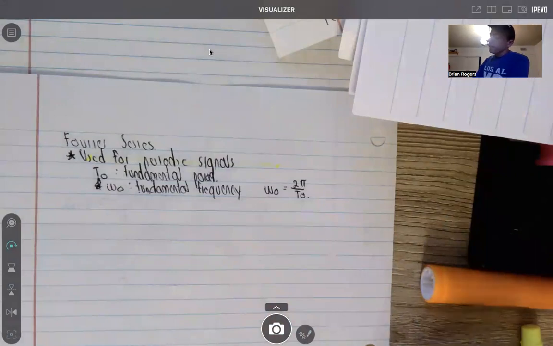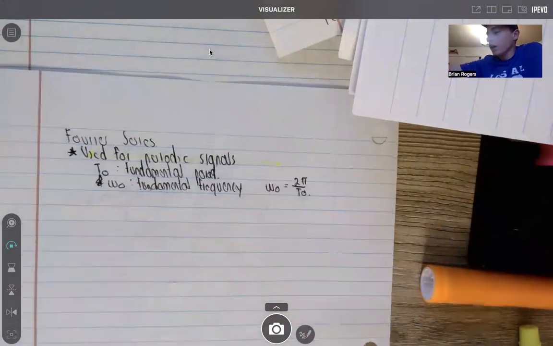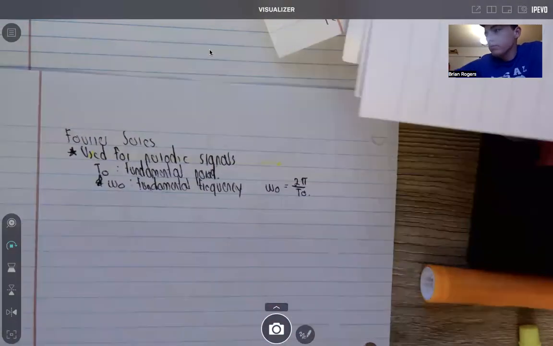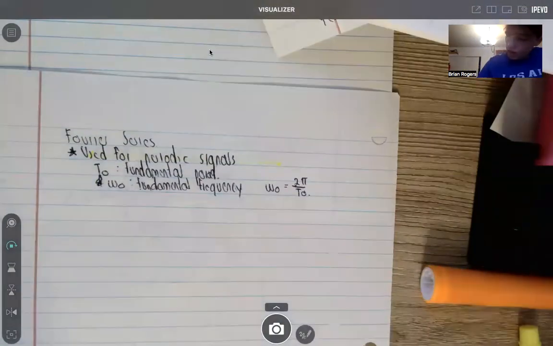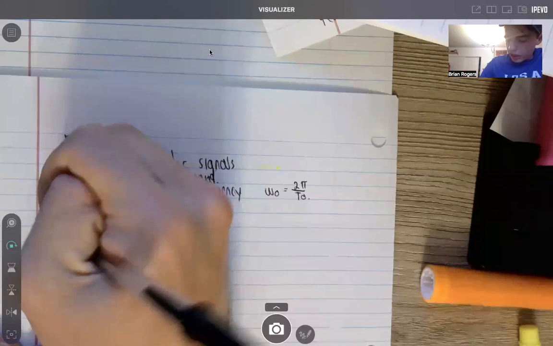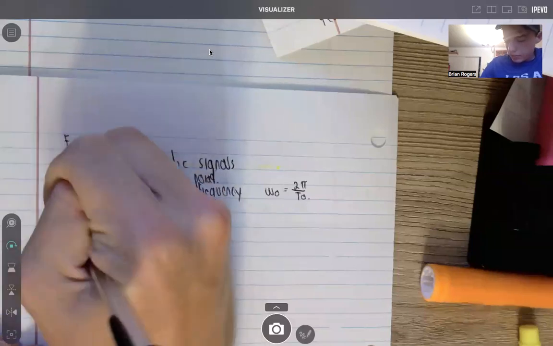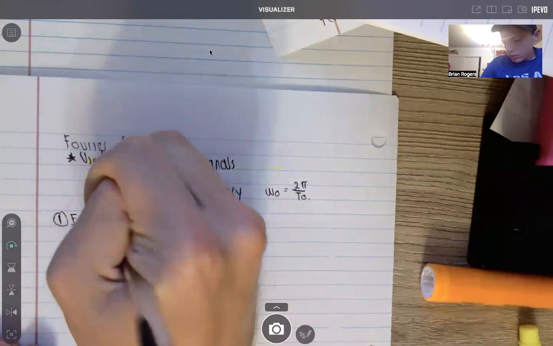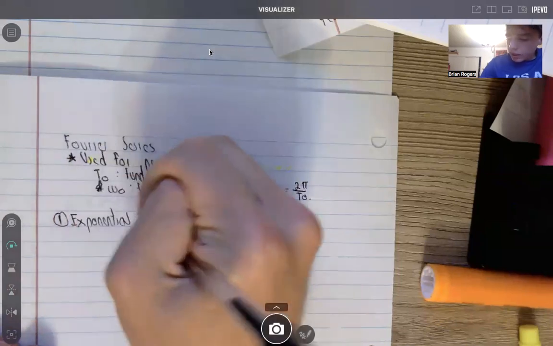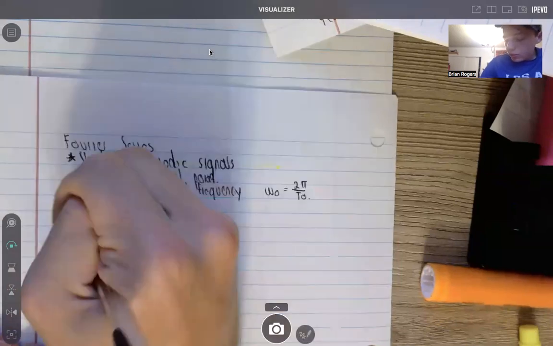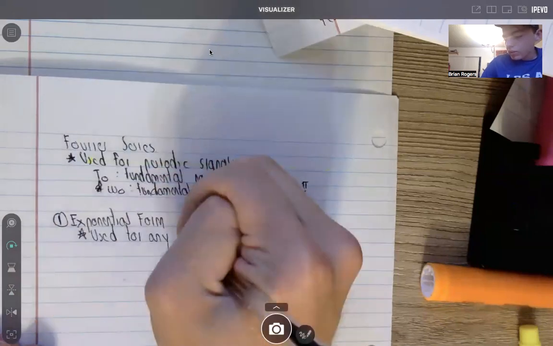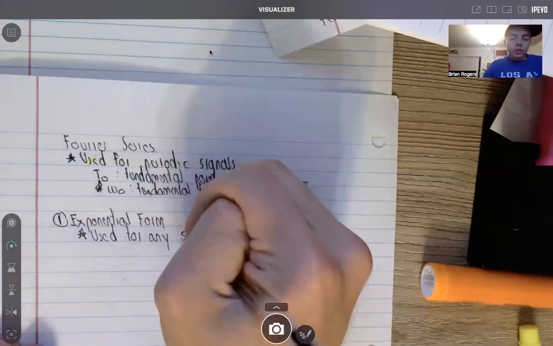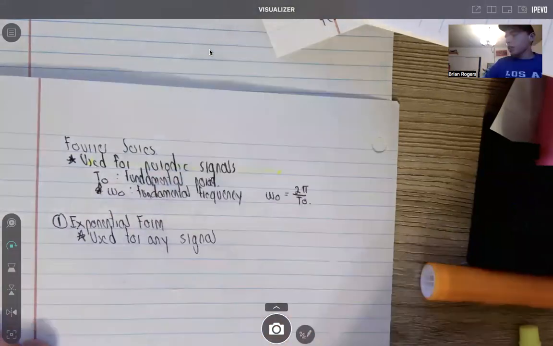And so what we're going to see for the Fourier series is the exponential form, which can be used for any signal. So I'm going to say number one is our exponential form. And the main benefit is it is used for any signal. If it's real or if it's complex, it can be used.